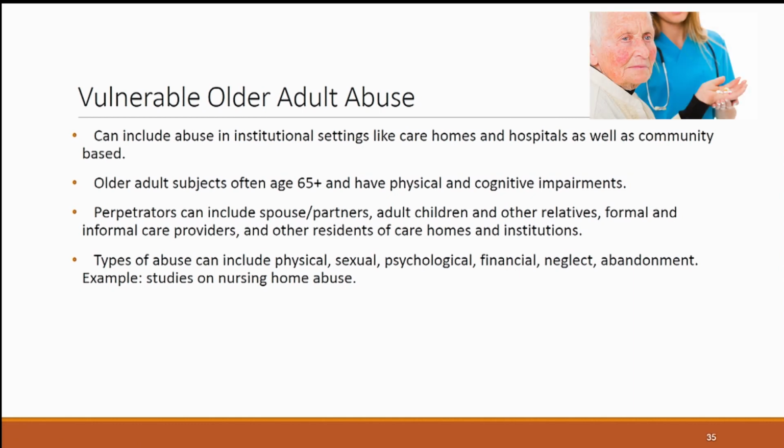Finally, the vulnerable older adult abuse framework can include abuse in institutional settings like care homes and hospitals, as well as a community. Older adult subjects are often 65 years and above and have often physical and cognitive impairments. Perpetrators can include spouse partners, adult children, other relatives, formal and informal caregivers, and other residents of care homes and institutions. And this is something pretty new. The idea was if there was abuse in nursing homes, it must be perpetrated by the nurses or the aides.